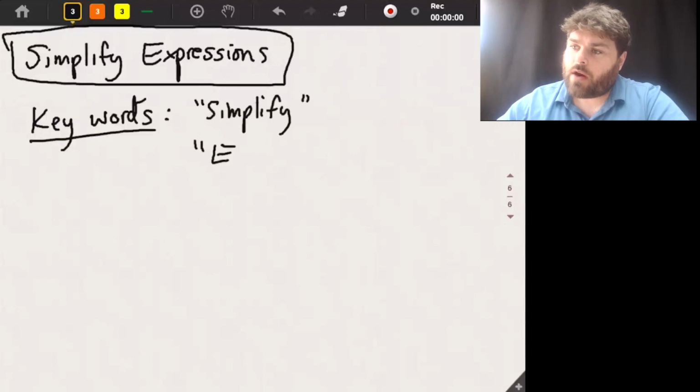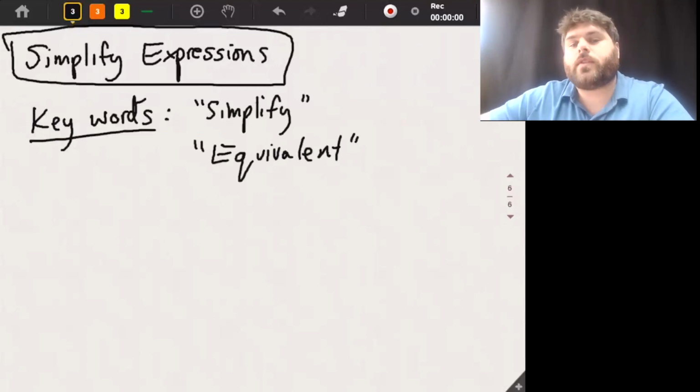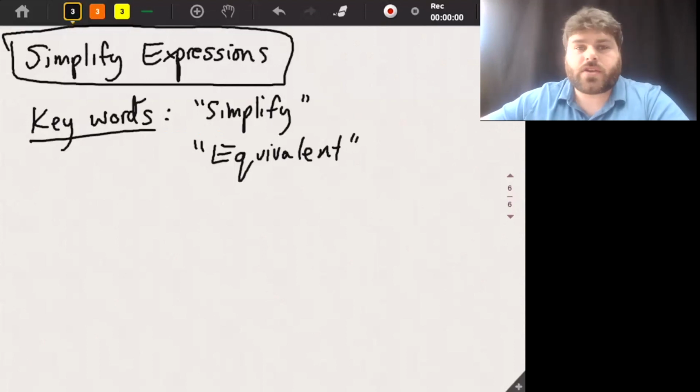All right, next one here, equivalent. This is a big one. If you see the word equivalent, which of the following is equivalent to? Or find an expression that's equivalent to this. If you see the word equivalent, you're going to rewrite whatever they give you in a different way. So you will be simplifying.